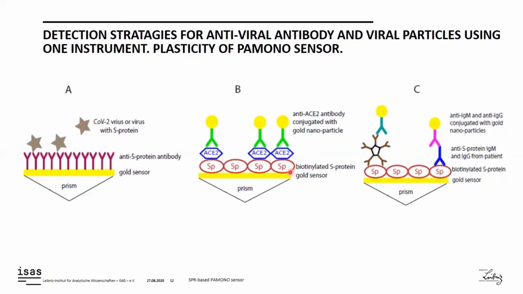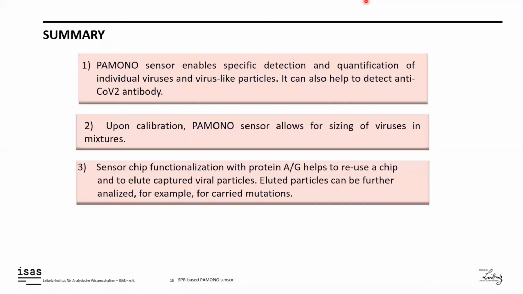Spike protein will be located on the gold sensor surface. HCE2 will bind with spike protein, and antibody against HCE2 conjugated with gold particle will interact with HCE2. Thus, PAMONO-sensor enables specific detection and quantification of viruses in samples. It also can help to detect antiviral antibody, providing information about health status of the patient.